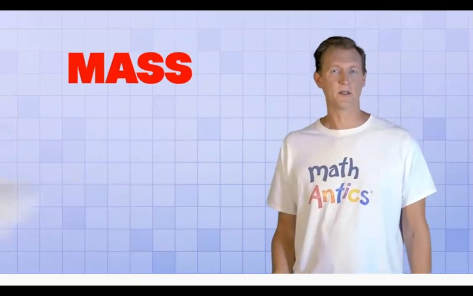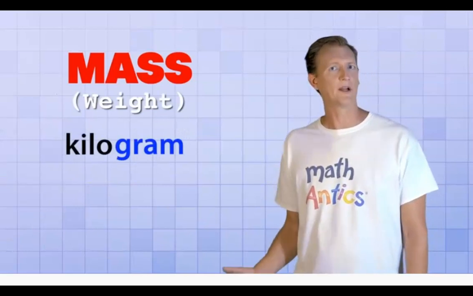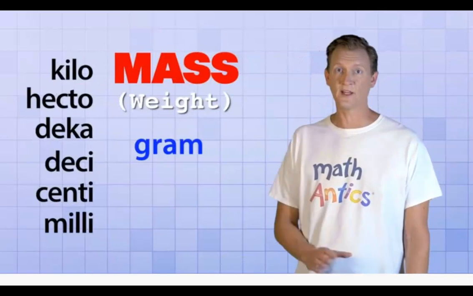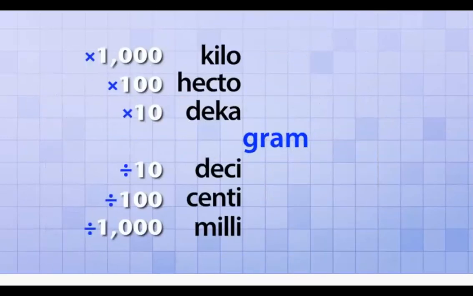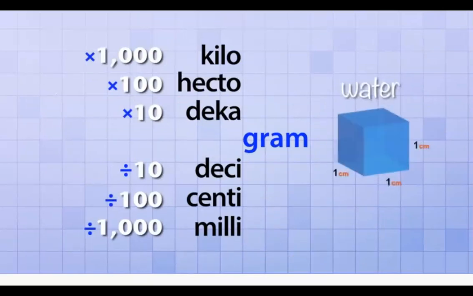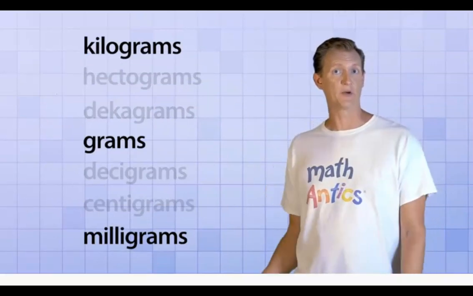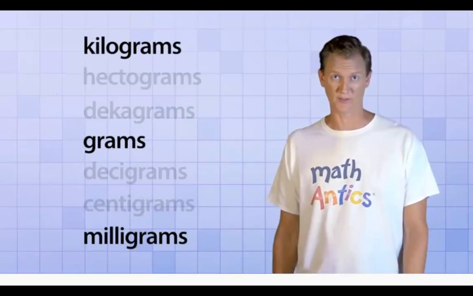In the metric system, the basic unit of mass, or weight, is technically the kilogram, but we're going to start with just the plain old gram to see how the same prefix pattern we use for length can be used for mass also. For reference, a gram is the amount of mass equivalent to 1 cubic centimeter of water. The mass units you'll most commonly encounter in everyday life are the milligram, the gram, and the kilogram. So make sure you're familiar with those.